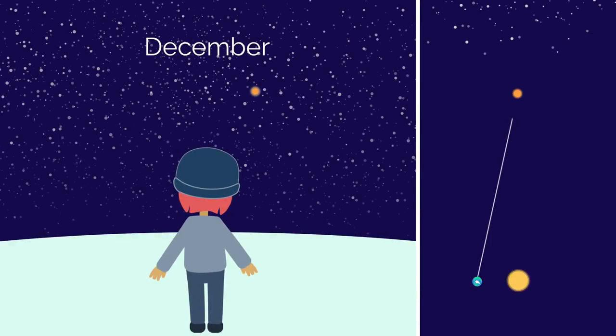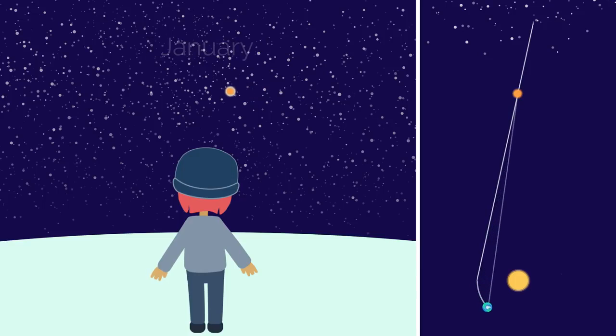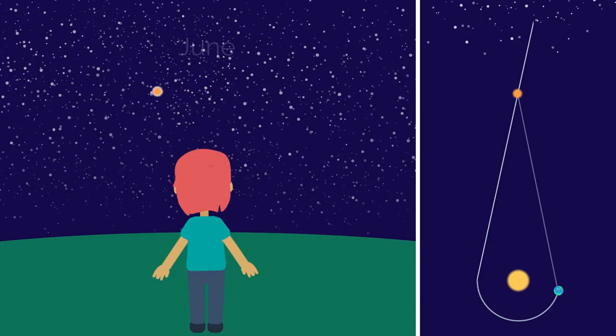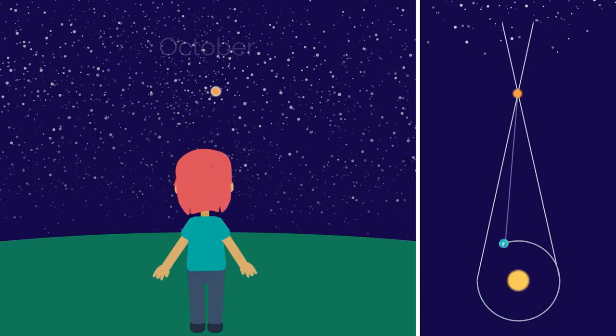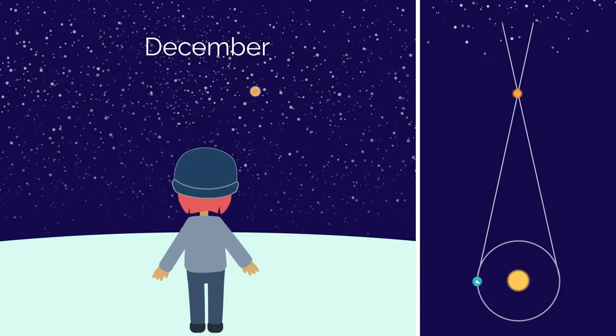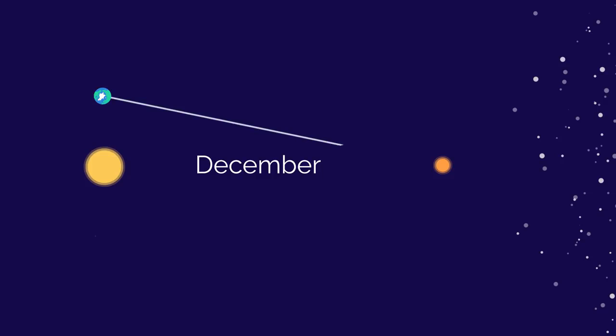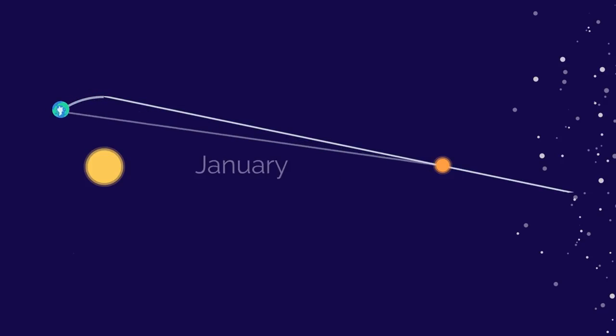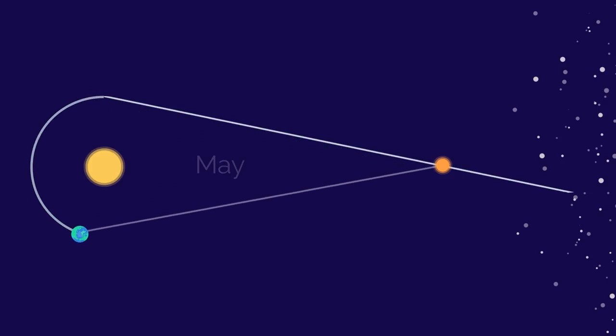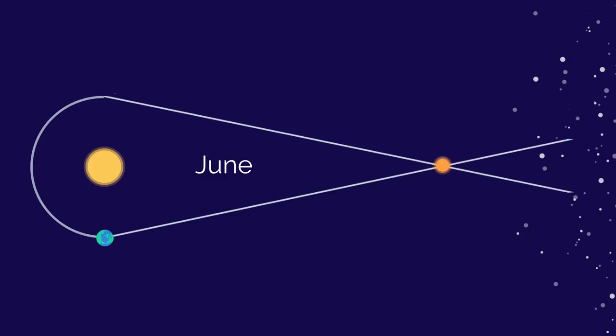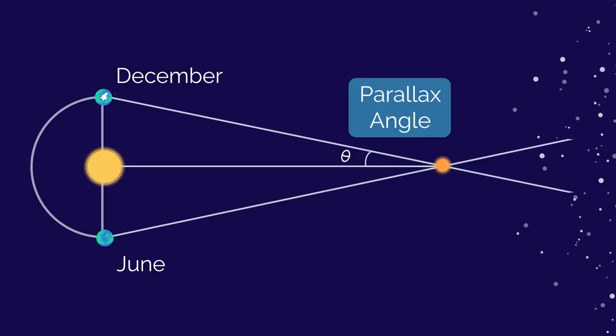Now, if we measure how much a star moves when the Earth does one complete trip around the Sun, we can use this to work out this angle, called the parallax angle. If we observe a star when the Earth is at one spot in its orbit, and then wait 6 months for the Earth to move around the Sun to the opposite point along its orbit and observe the star again, we can measure the parallax angle.